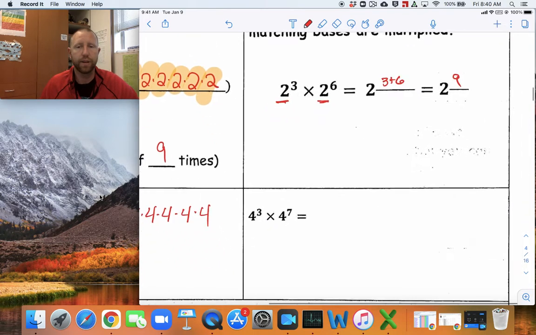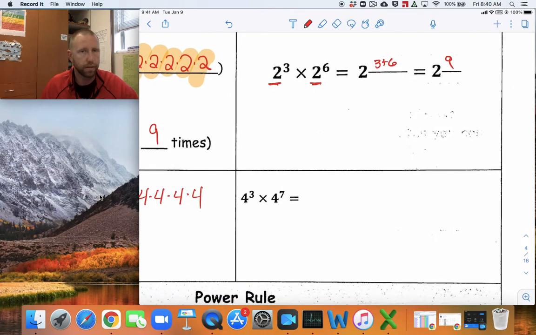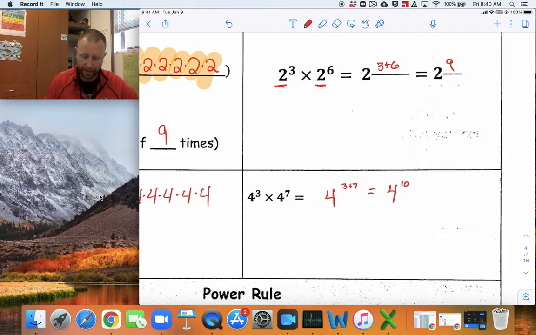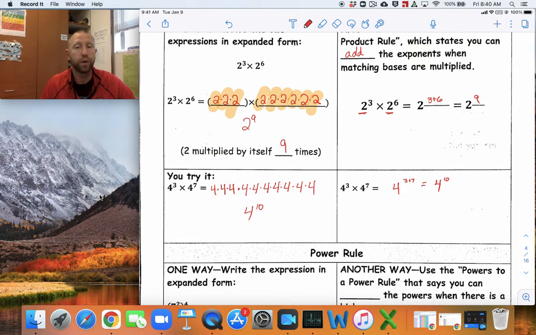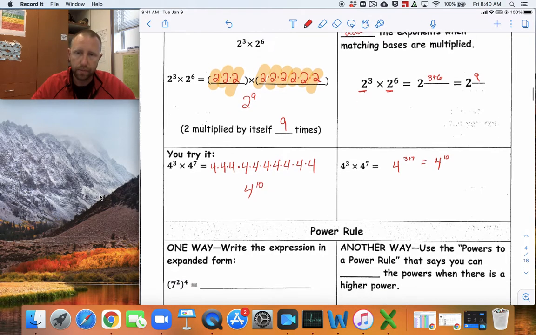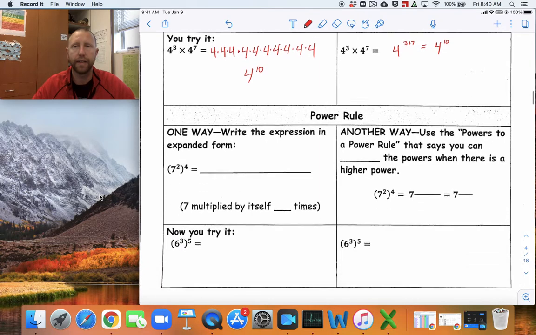So it works the same way here. It says you're supposed to try this one. Well, I'll do it with you, okay? 4 is the base. They both have a base of 4. That means I can just add their exponents. And 3 plus 7 gets us that 10, which is what we got writing it out in the expanded form. But this was way easier, right? So we'll practice some problems like that here in just a minute.